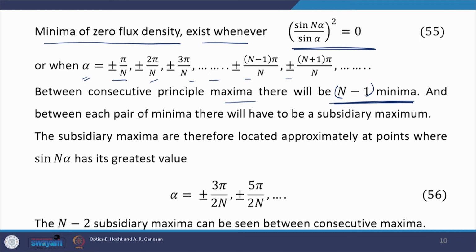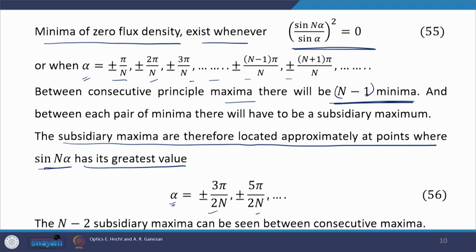How to decide the position of subsidiary maxima? The subsidiary maxima are located approximately at points where sin n alpha has its greatest value. And what are those alphas? Those alphas are given by plus minus 3 pi by 2n, plus minus 5 pi by 2n, and so on. Therefore, n minus 2 subsidiary maxima can be seen between consecutive maxima. I repeat, between consecutive principal maxima there would be n minus 1 minima, and n minus 2 subsidiary maxima.